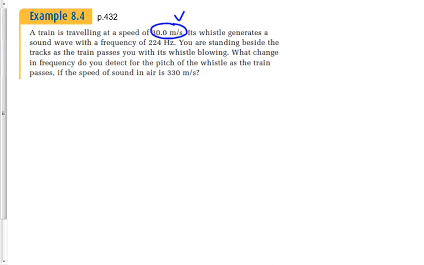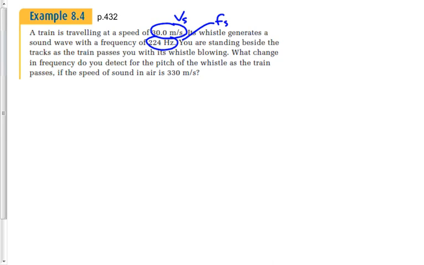Good. The train, which is the source of the whistle, is moving at 30 meters per second. Now it generates a sound with a frequency of 224 hertz. That's going to be an F, obviously. Fs or Fd, the frequency of the source or the apparent frequency, the frequency that we hear? Yeah, it's the frequency of the source, the actual frequency. So we're going to call that Fs.